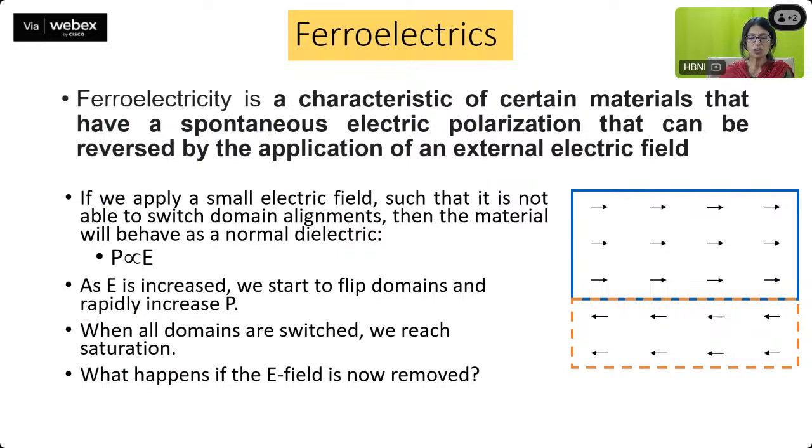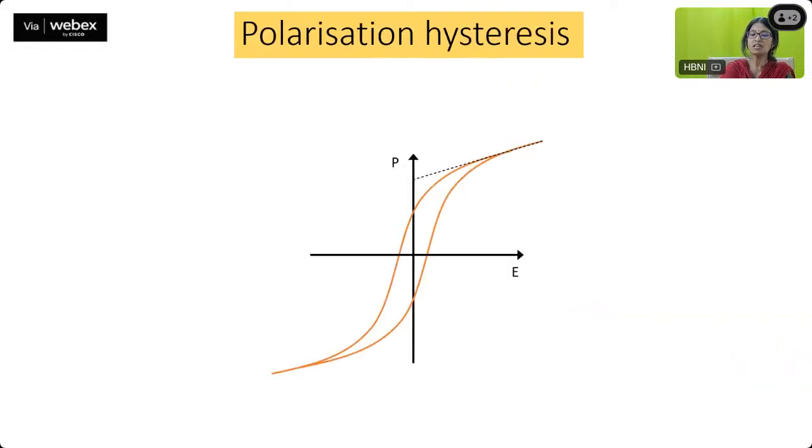So now if you apply a small electric field, which is not able to switch domain alignments, then the material will behave as a normal dielectric, where your polarization is directly proportional to the applied electric field. Now if you keep on increasing this E, we start to flip domains and there will be a rapid increase in the polarization. So when all the domains are switched, we reach saturation. So now what will happen if this particular electric field is removed?